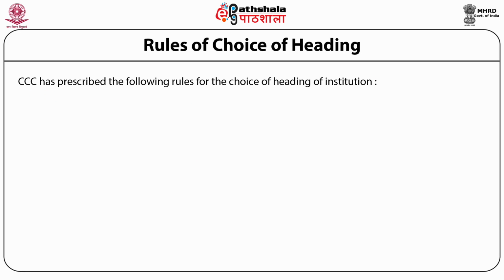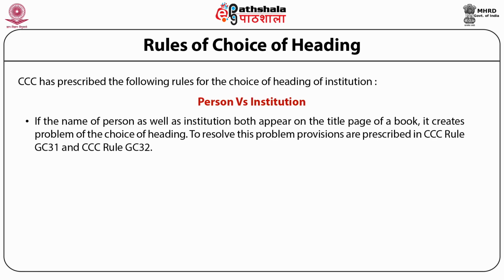Rules of choice of heading. CCC has prescribed the following rules for the choice of heading of institution. Person versus institution. If the name of a person as well as an institution both appear on the title page of a book, it creates a problem of the choice of heading. To resolve this problem, provisions are prescribed in CCC under rule number GC31 and rule number GC32.